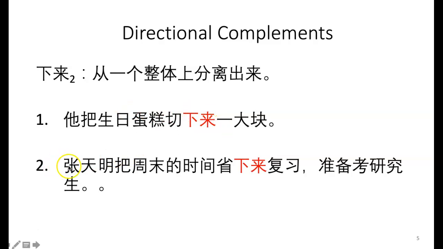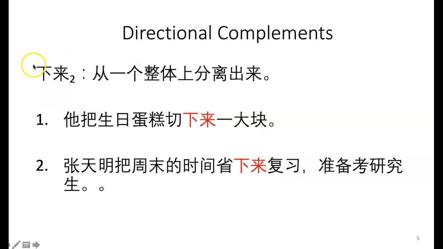好，那我们再看第2个。张天明把周末的时间省下来复习。好，那么周末 includes 2 days, Saturday and Sunday. So we are talking about 48 hours. Now, this is a big piece of time. If we consider this 48 hours as a whole piece, then we can save maybe 1 hour, 2 hours, only part of this whole piece to do something else. In this case, it is to review.